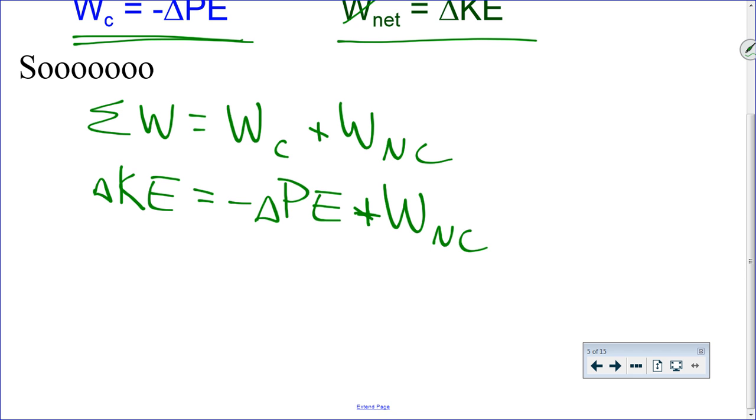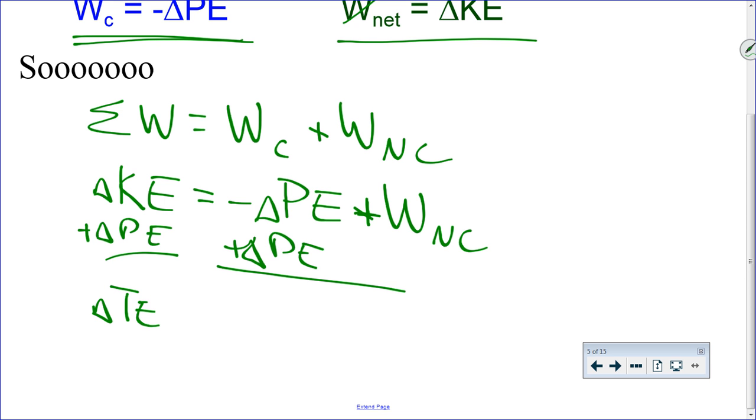All right, so I don't like this negative. Let's move it to the other side. So I'm going to add the change in potential energy to both sides. So change in kinetic energy plus change in potential energy is change in total energy, right? Because all of your change in energy has got to be either kinetic or potential, right? That equals our work done by non-conservative forces.